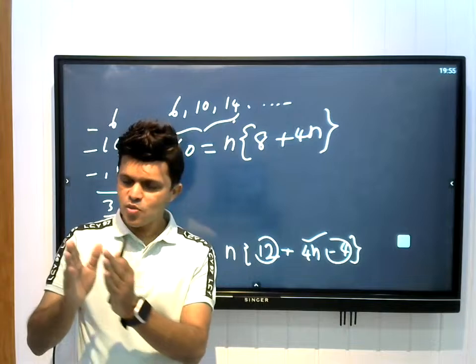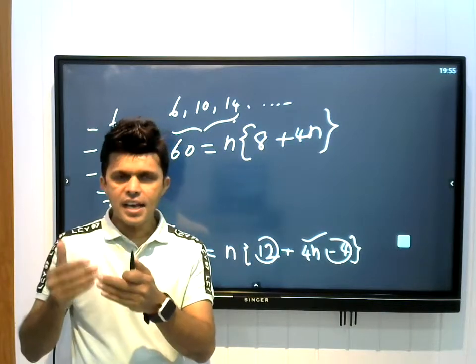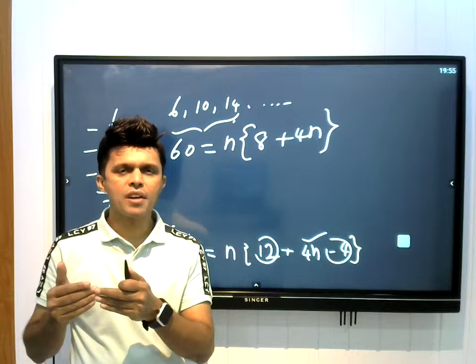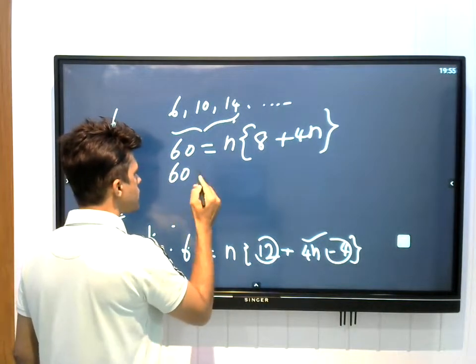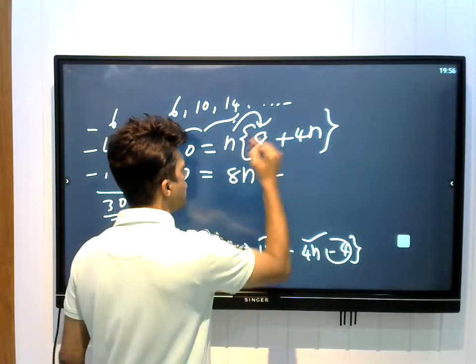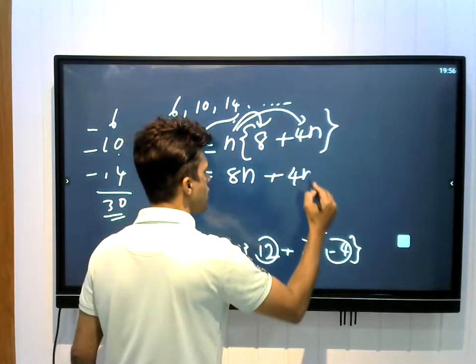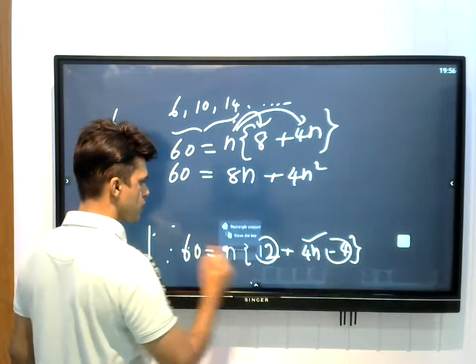What we are going to do is get the value of n. To get the value of n, you need to set up a quadratic equation here. 60 equals n into 8 is 8n. n into 4n is 4n square.